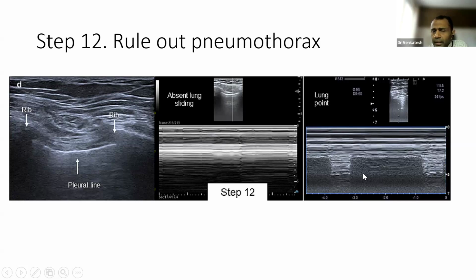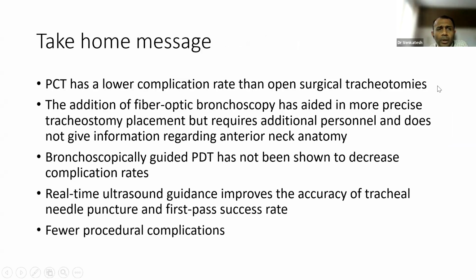If it is not there, then the barcode sign, with the intermittently appearing lung point. If somebody has developed pneumothorax, this is how you see the lung point. This is a point where the lung is coming and touching the pleura because of the pneumothorax. You will be able to see the lung point. So these are the important key steps for the percutaneous tracheostomy with the use of ultrasound.